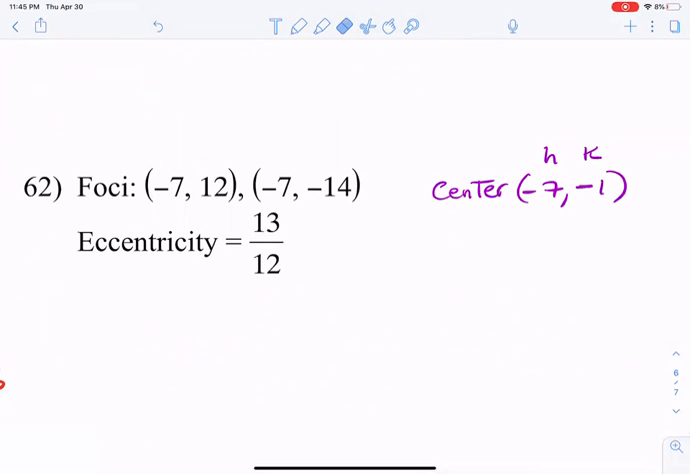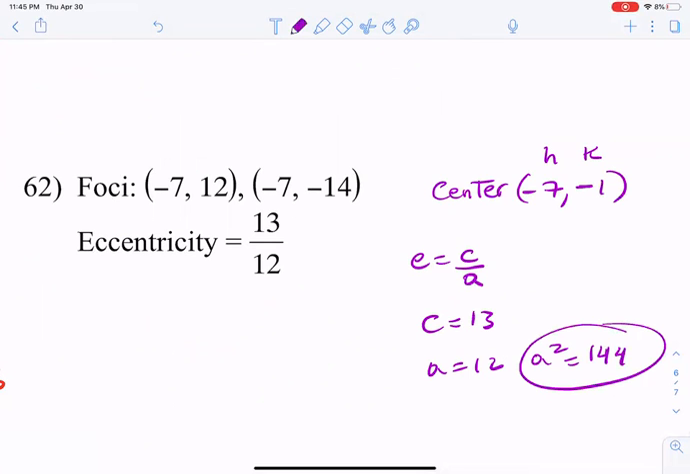If I want to find out the eccentricity, it equals c over a. So c is 13, a is 12, a squared is 144. What else do I need? Well, I need b squared, right? But you can tell, right? This is the 5, 12, 13. So b is 5, b squared is 25. Should be like that, right? Okay, so we have that, and then we need to find out the equation.